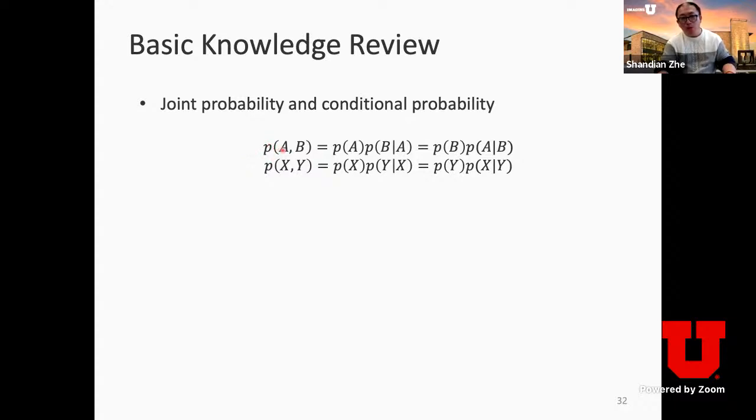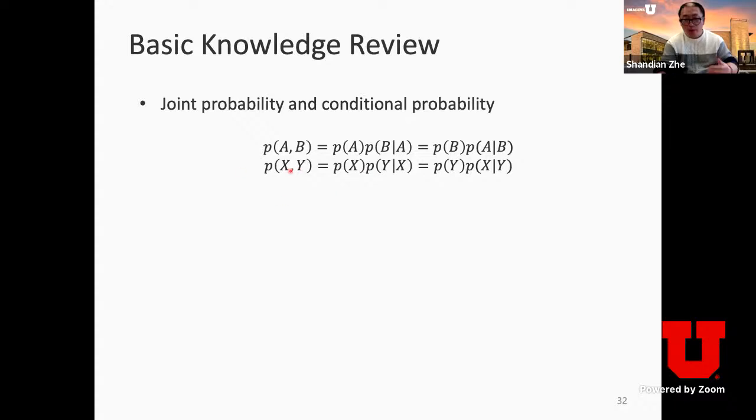The joint probability of two events A and B happening is defined as the probability of A happening, multiplying with a conditional probability, that is B happens given A happens. And symmetrically, this joint probability equals P of B times P of A given B. We have a similar definition for random variables. The joint probability of two random variables X and Y is P of X, the marginal probability of X, multiplying with the conditional probability of Y given X, or we have another symmetric definition.